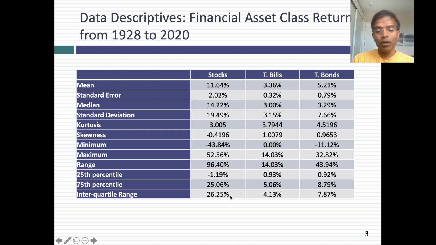In fact, there's an alternate measure of range I can use where I take the 25th percentile. That is, if I rank the 93 years, the 25th percentile is minus 1.19%. The 75th percentile is 25.06%. The difference is 26.25%. That's the interquartile range. And guess what? It tells the same story as the other measures of dispersion.